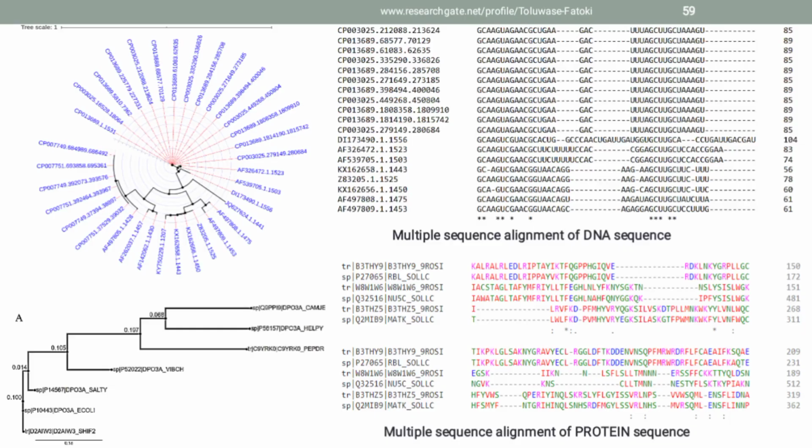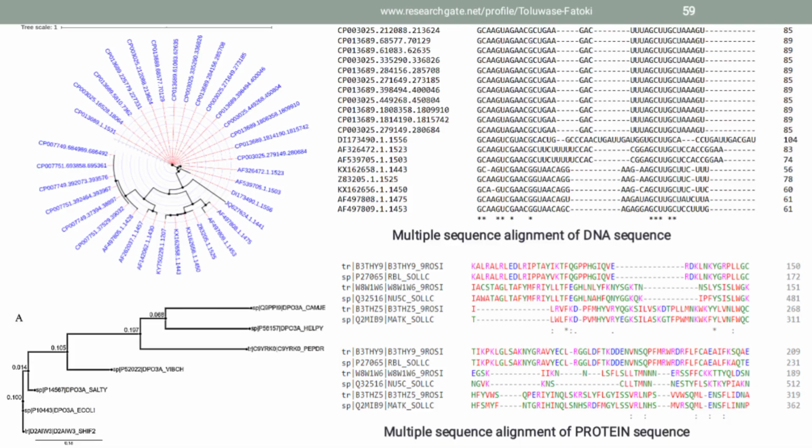So this is how the tree looks like. The one you see in blue is a circular presentation of a phylogenetic tree. Then the one you see below is a linear presentation of a phylogenetic tree. You can see a number there that shows the distance of how far a particular taxon has evolved from the root.